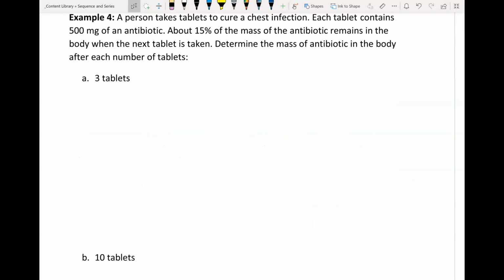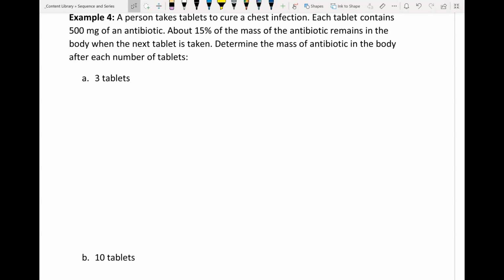One more question. This is a word problem question. So a person takes tablets to cure a chest infection. Each tablet contains 500 milligrams of an antibiotic. About 15% of the mass of the antibiotic remains in the body when the next tablet is taken. Determine the mass of an antibiotic in the body after each number of tablets.